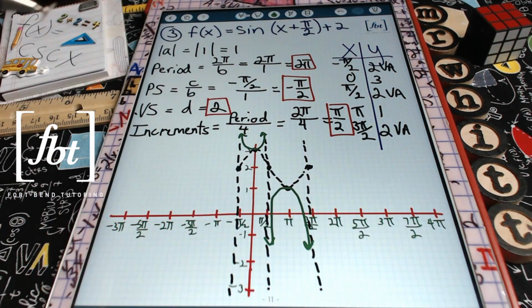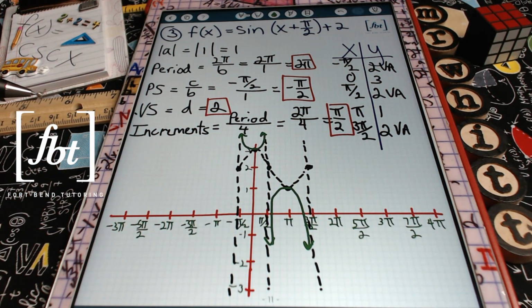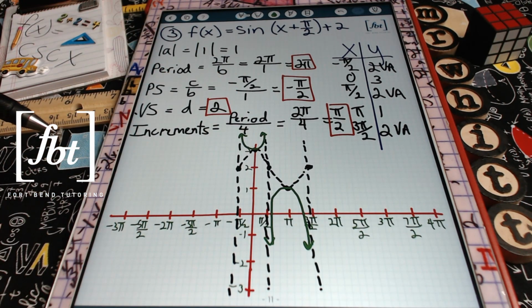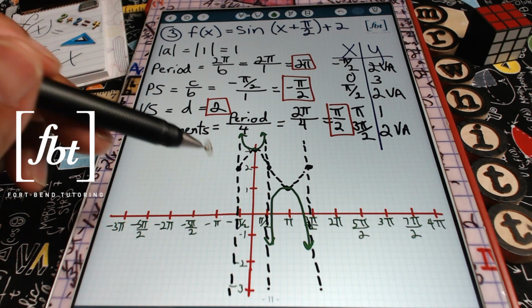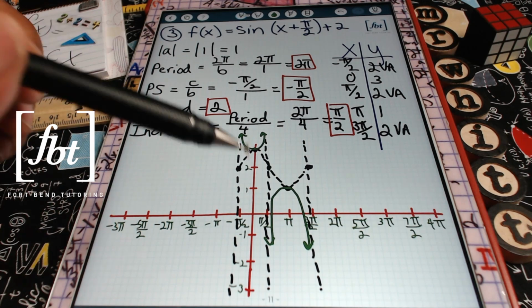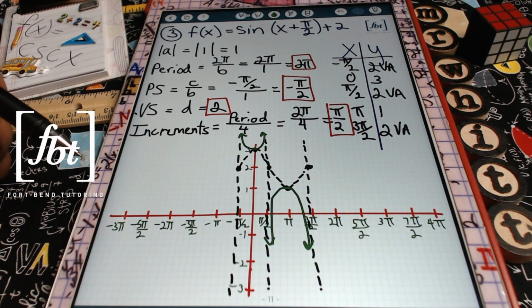Okay, there we go, guys. All right, so this is going to be the graph of problem number 3. And of course, you can always go to the left or right of this graph with additional periods. So you can just repeat the process, repeat those points that we found to the left or right of your existing graph that you have right now. But this is a full period of our cosecant function.